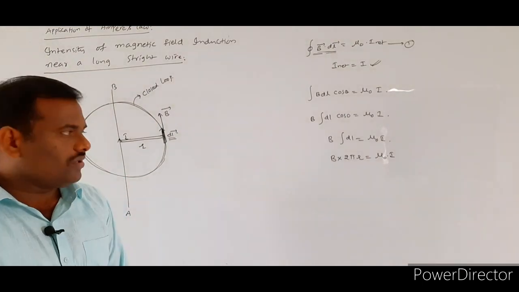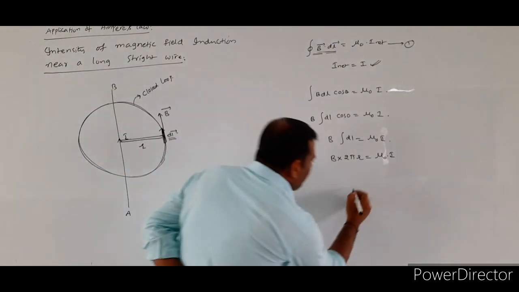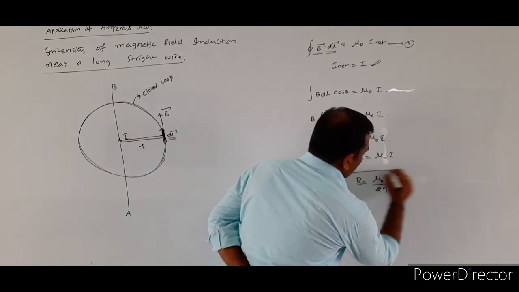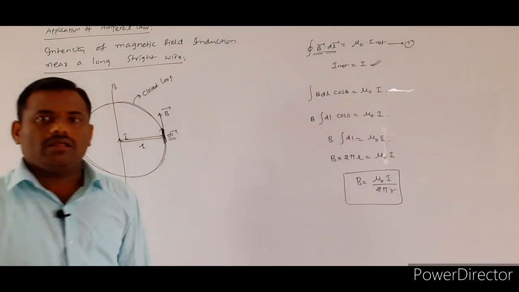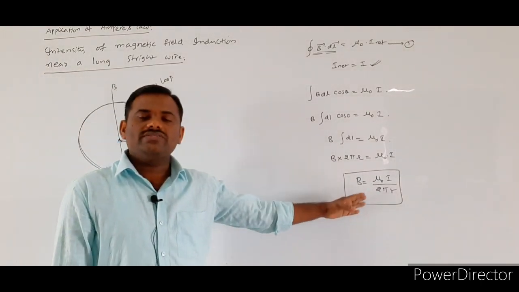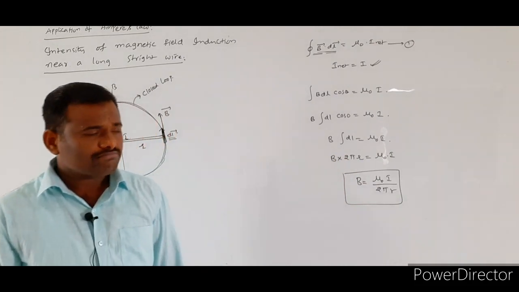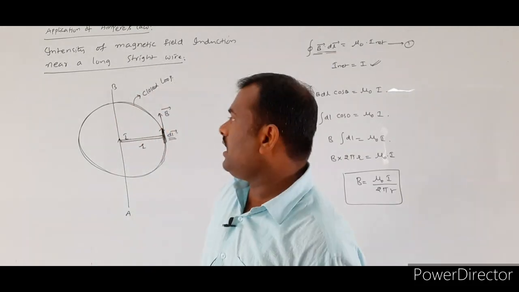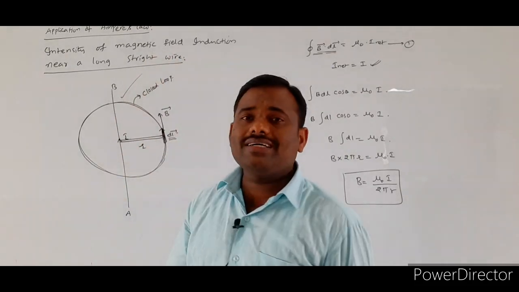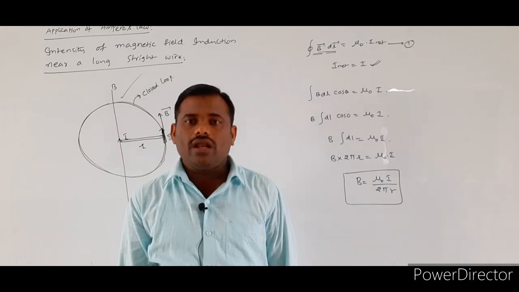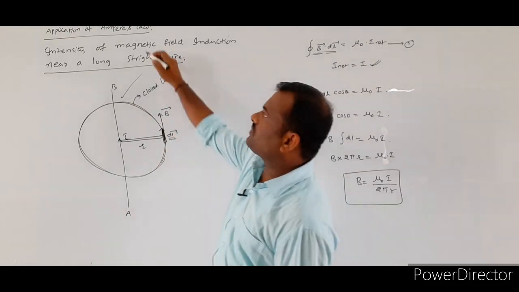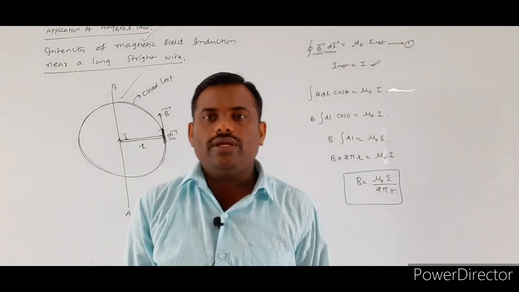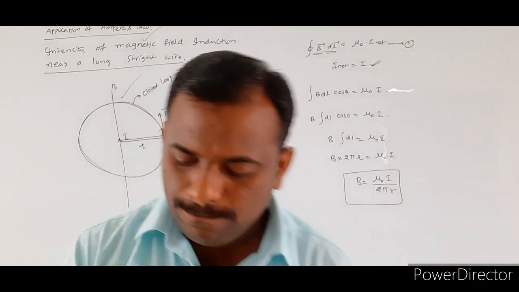Therefore, the magnetic field intensity is given by B equals mu naught I by 2 pi r. This is the expression for the magnetic field intensity produced by a long straight current carrying conducting wire. This is the important application of Ampere's circuital law. Thank you.